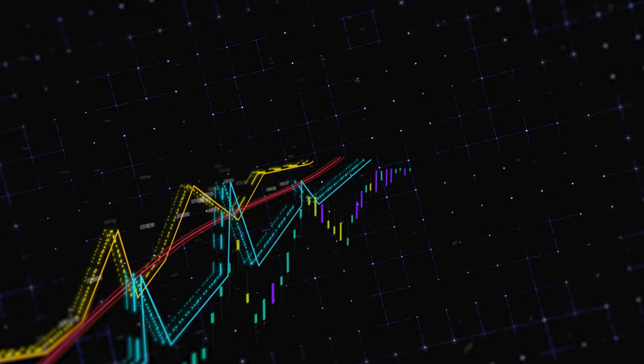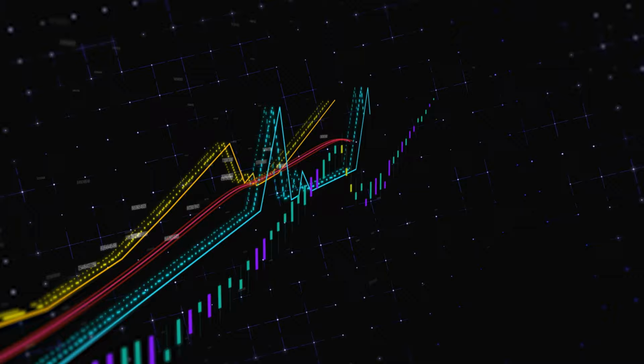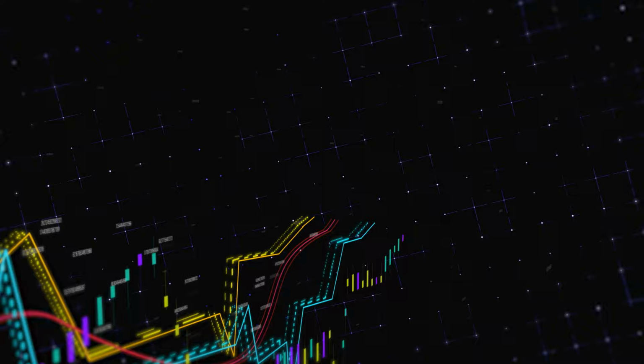Most traders don't know that the market moves in a cycle. We call it the market cycle, but really it's moving in legs of two, which we call the rule of two. The market moves in legs of two. Let's take a better look.